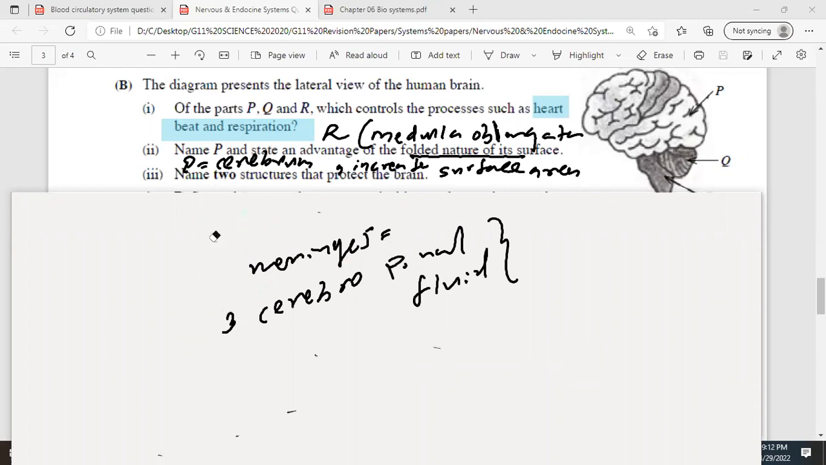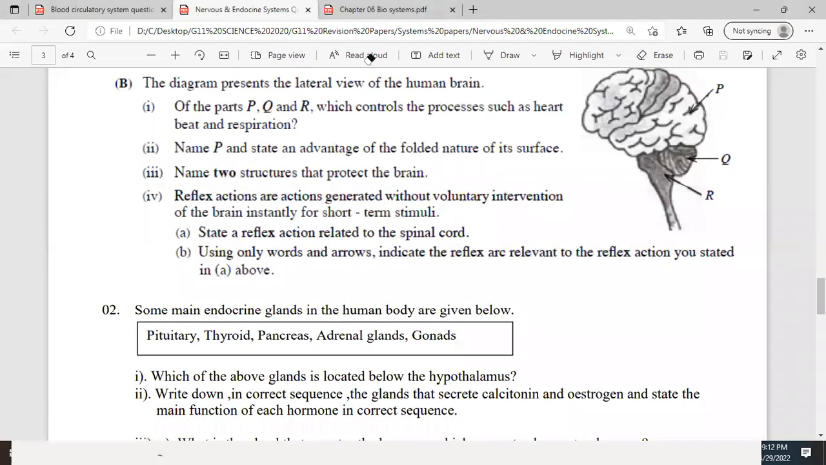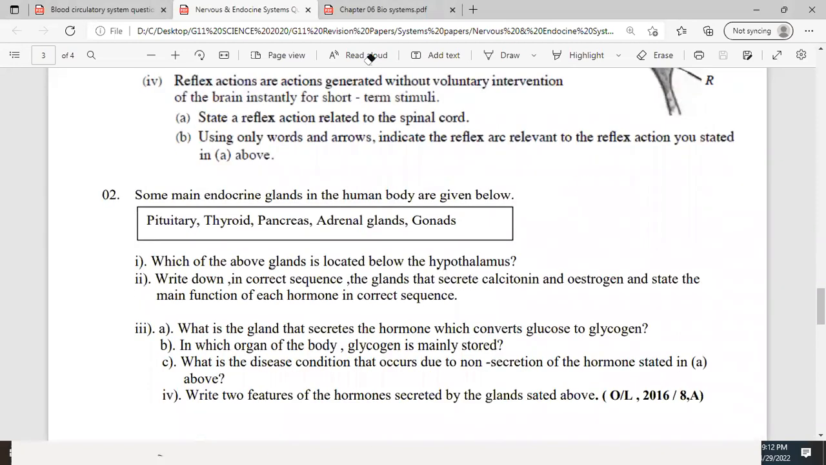Shall I erase this? Next one. Reflex actions are important. Reflex actions are generated without voluntary control. Reflex action is definitely involuntary. So, state a reflex action related to the spinal cord. Who can tell me a reflex action example related to the spinal cord? In the tutor I have also given previous examples. Withdrawing the hand away, withdrawing the leg when stepping on something.